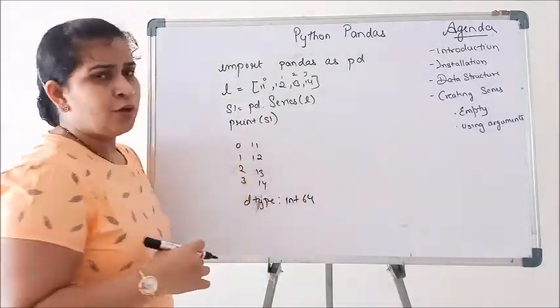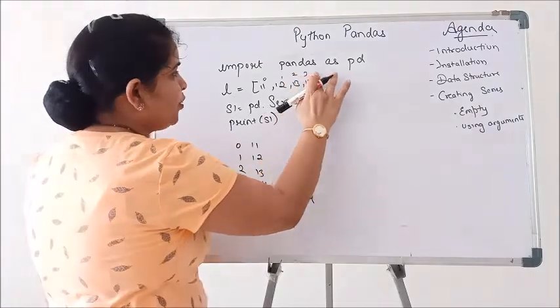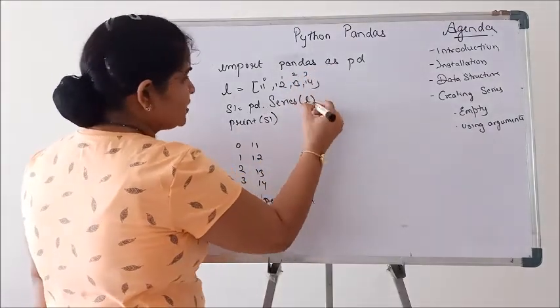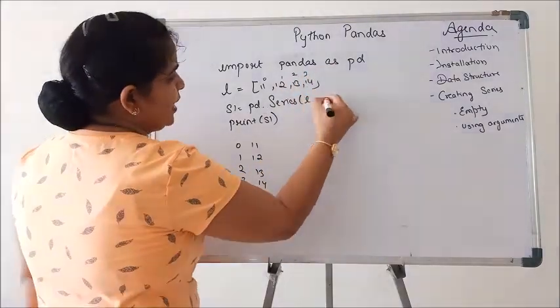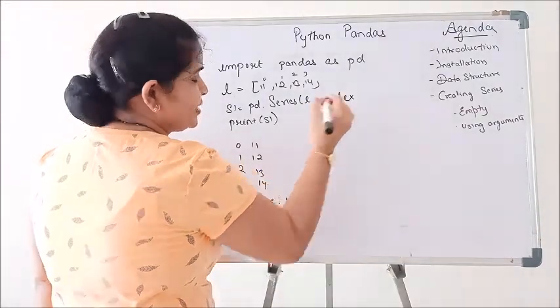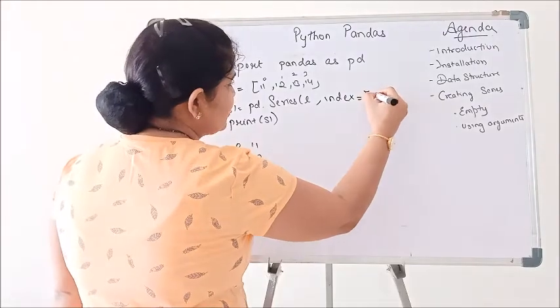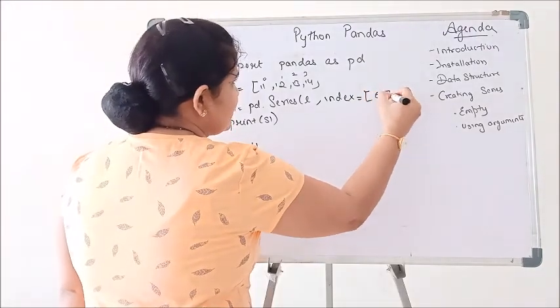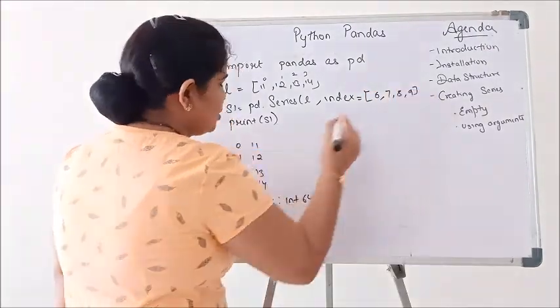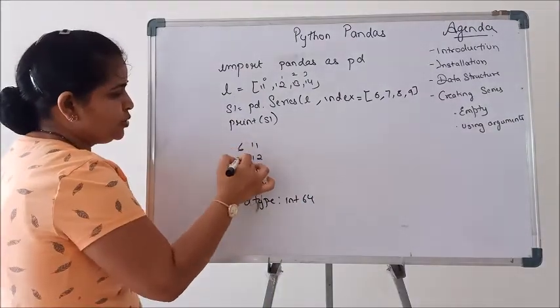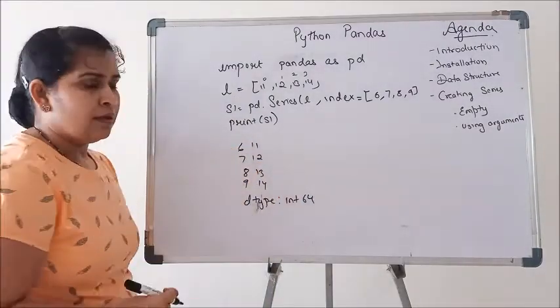Moreover, if you want to change the default index, after using L in the series, you can write index. This is another argument of series. Index is equal to, suppose I am writing 6, 7, 8, 9. So the index will be changed to 6, 7, 8, 9.